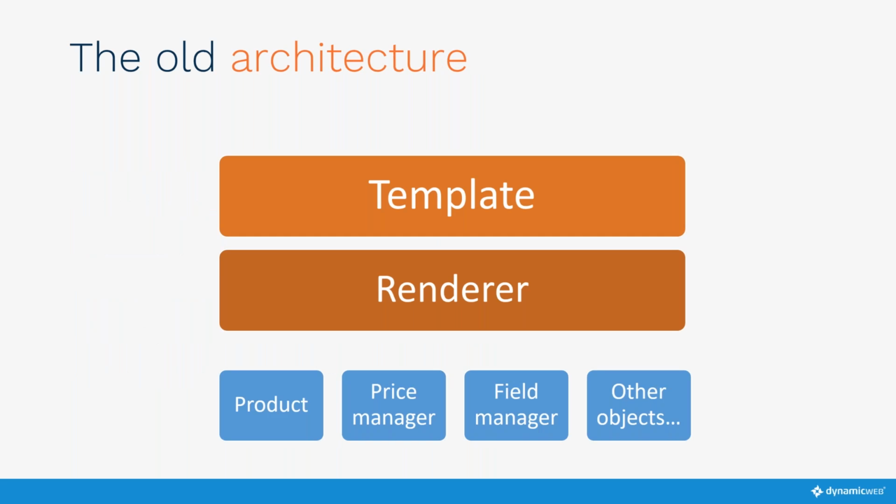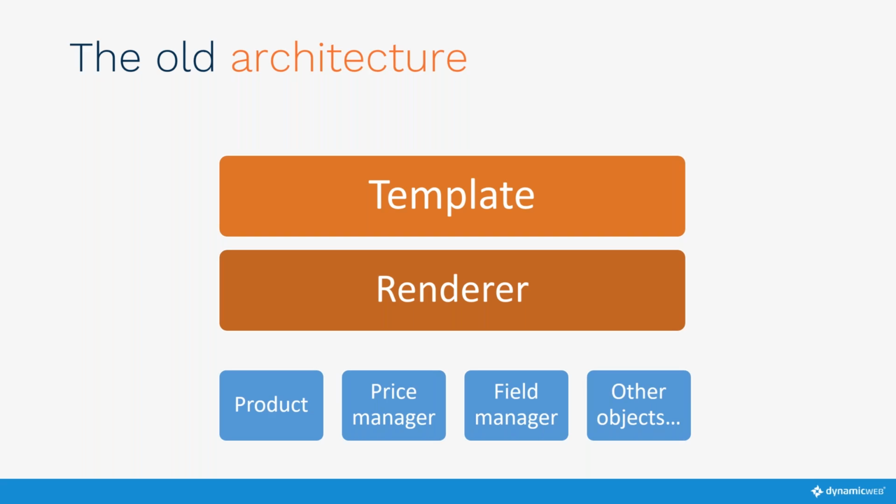So the old architecture basically looks like this. We have a product and we have a renderer and we have a template, and a lot of the things that happen are done by the renderer. So the renderer takes the product, finds the prices for those products, and finds the field values for those products, and so on. And all of that is combined in the renderer and passed into the template, and that is relatively slow and complicated, and it makes it very difficult to reuse any of the data without using the renderer.